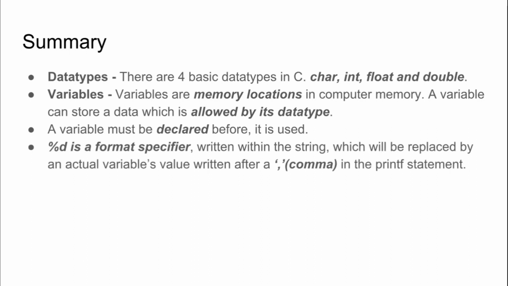%d is a format specifier which is written within the string. It acts like a placeholder to be replaced by an actual value stored in a variable. The variable is written outside the string in the printf statement and is separated by a comma. So, for example, in this printf statement, the %d is a placeholder for the value stored in the variable num1. There are other format specifiers also for other data types. We will see all those as we work with other data types in future.